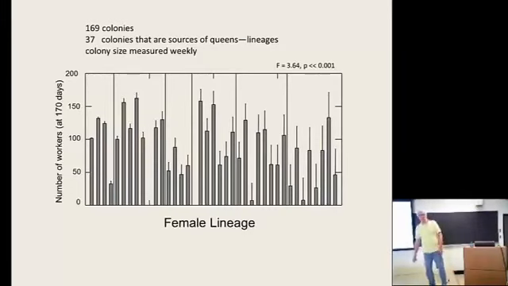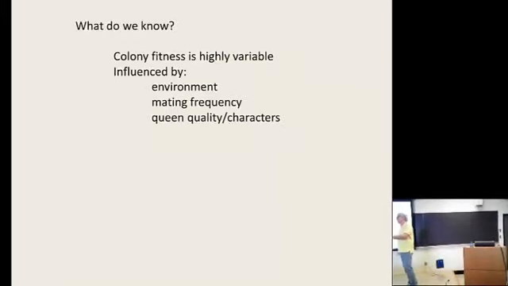Okay, so let's finish up here. So what do we know? We know more about some things, but in some ways we don't know big categories more than we did when we started out. We know that colony fitness is highly variable, and it's influenced by the environment and by intrinsic properties of colonies and queens and so on. So it's not a surprise, but it's nice to know a little bit of detailed information on how that works. What don't we know?